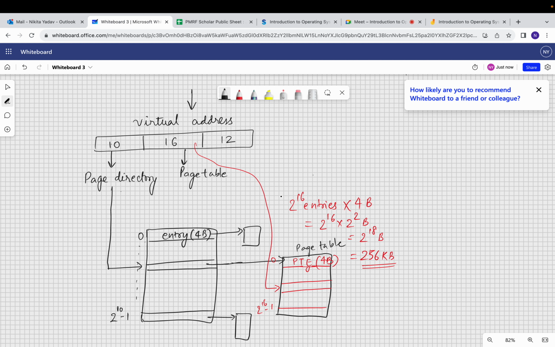Is it clear? Yes, ma'am. Ma'am, we can also do this directly. In this page directory there are 2 to the power 10 entries. The page table entry is 4 bytes, and one entry of this page directory points to 2 to the power 16 page table entries, and each page table entry is 4 bytes. So 4 into 2 to the power 16 is the page table size. It is 256.